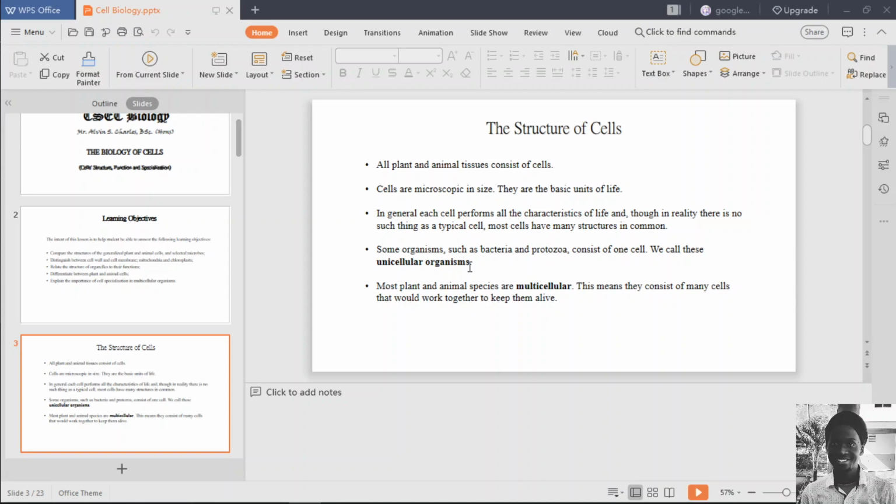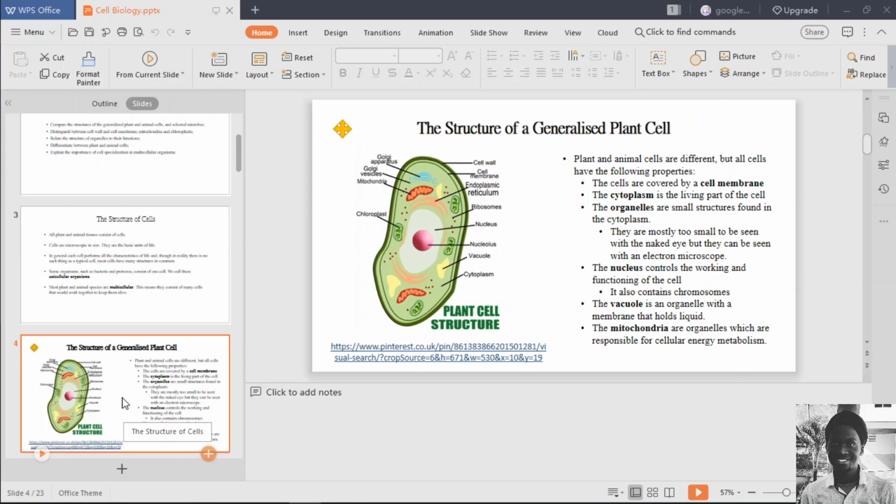Some organisms, such as bacteria and protozoa, consist of one cell, and we call these unicellular organisms. Other organisms like plants and animals, and some fungi, are multicellular, and this means that they have many cells that work together to keep them alive. So that's the structure of cells.